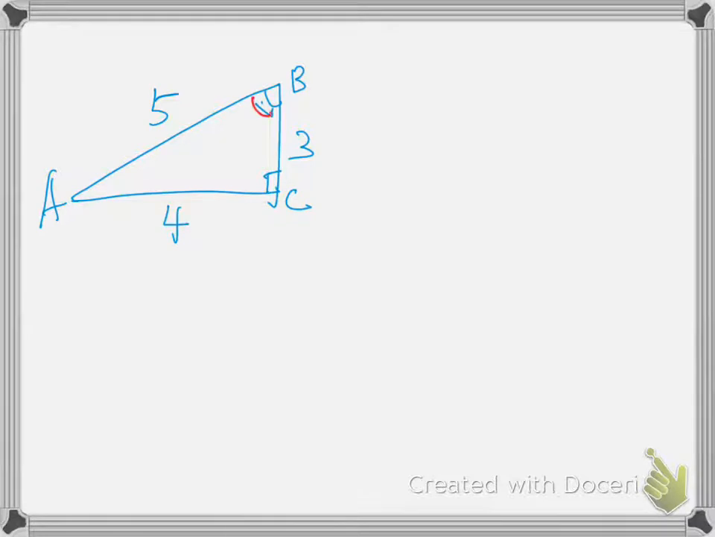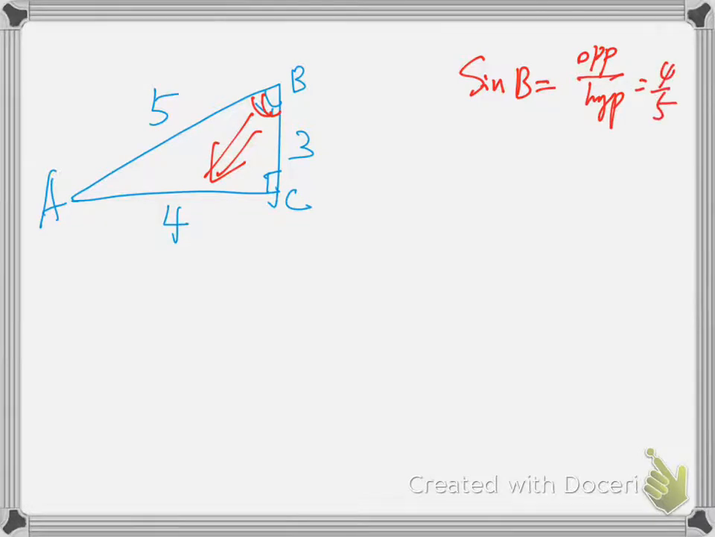So we're looking at this angle, right? Angle B. Now the opposite side is 4. So sine B is opposite over hypotenuse. So it's 4 over 5.